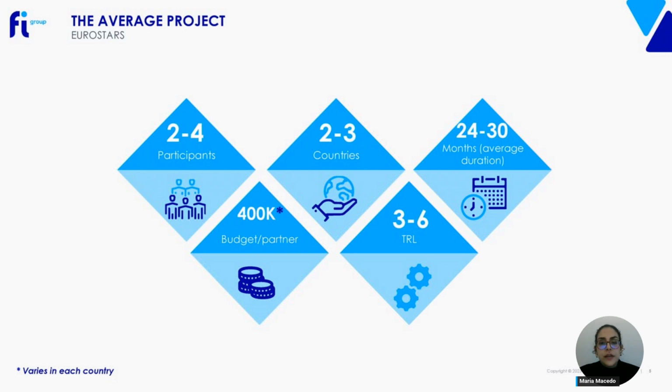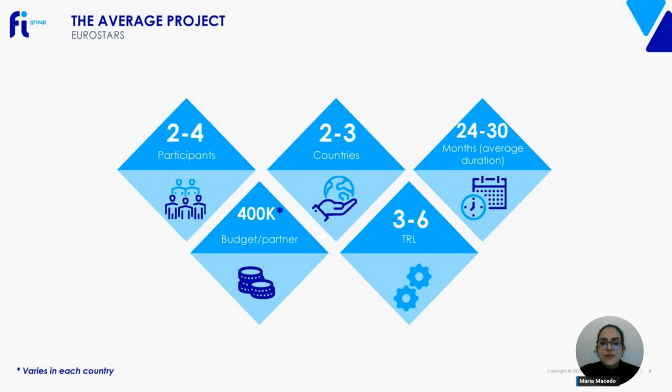And the duration, as I said before as well, should be around 2.5 years, 3 years maximum, and the average would be 2 to 2.5 years. And budget per partner is usually around, the limit for these depends on each country, and it is usually around 400,000 per partner, okay?